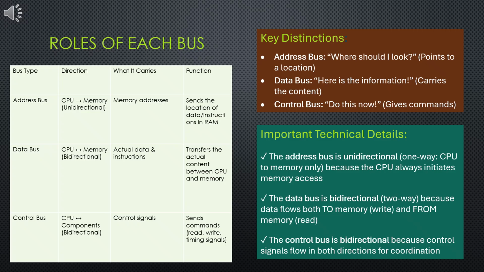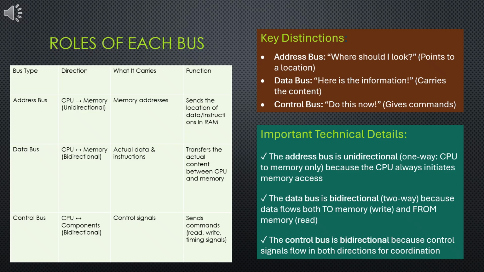Let's break down the key distinctions using simple questions, which you can see summarized in the table on your screen. The address bus answers the question, "Where should I look?" It points to a specific location in memory, like a house number on a street. It only sends an address out from the CPU.